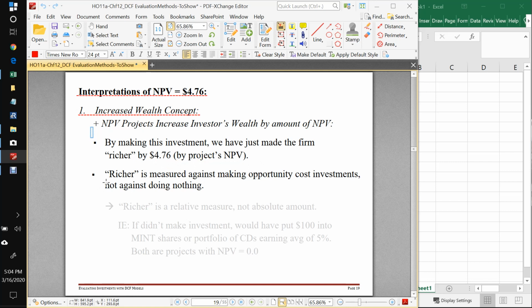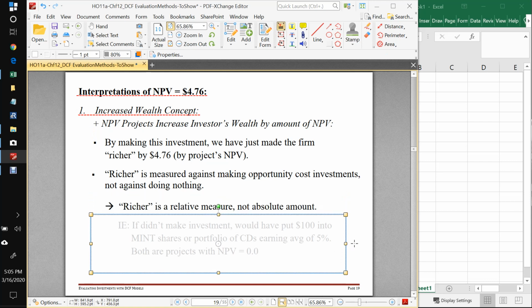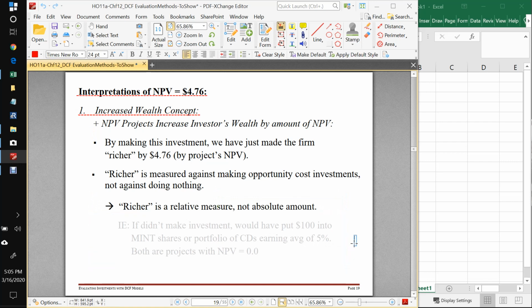We have to remember that richer is going to be a relative term. It's going to be measured against making opportunity cost investments, not against doing nothing. So what we mean by making ourselves $4.76 richer is $4.76 richer than we would be if we just threw $100 into our opportunity cost investment. Okay, so again, when we say richer here, we mean that this is relative measure, not an absolute measure.